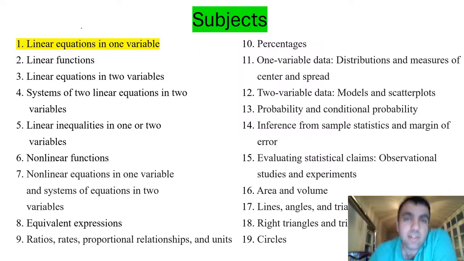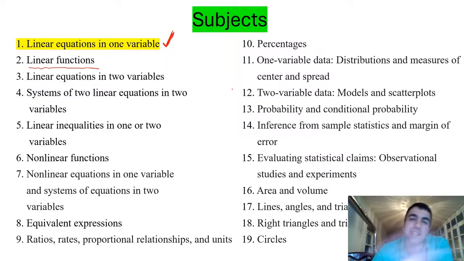Okay, let's recap the subjects. We did the easy level of the first topic. Next week we are going to solve linear functions. I think it should be easy again. I have planned for all easy levels to finish. After that, we are going to solve medium equations, and after that, we are going to solve hard equations.